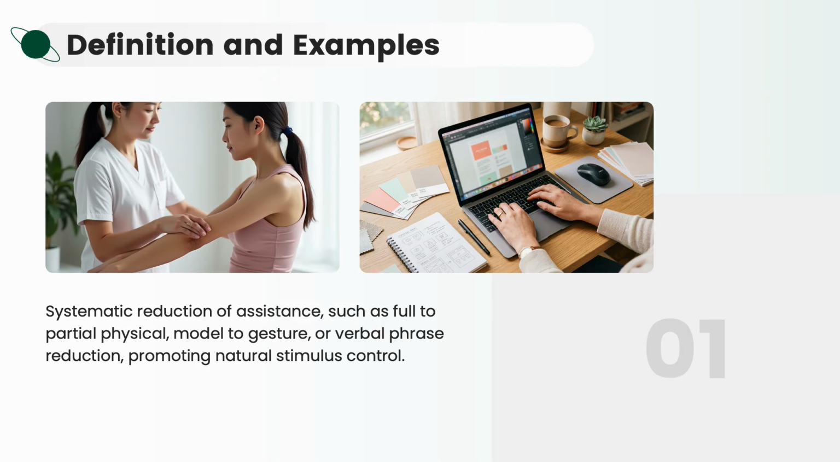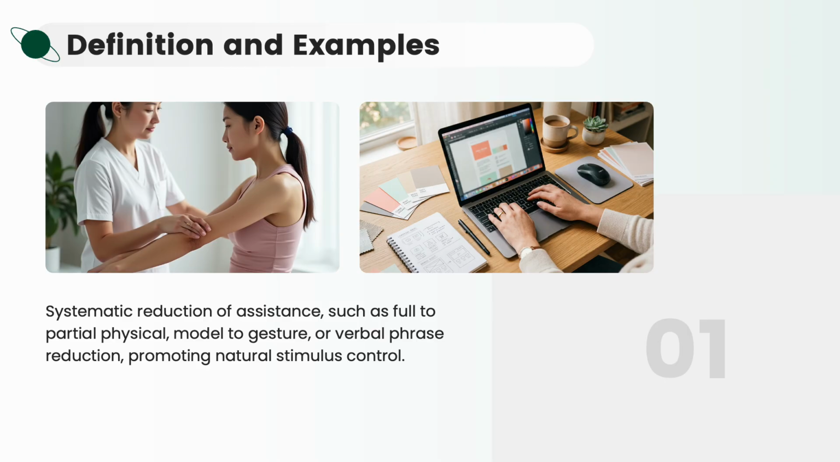That's very common, but every time we jump in too fast, we may be taking away an opportunity for independent responding. The key concept here is transfer of control. What you're really doing with prompt fading is something we call transfer of stimulus control. That means the learner stops responding to the prompt and starts responding to the natural instruction or environment. For example, instead of responding because you said touch your head and pointed, they respond just because you said touch your head. That's the goal.